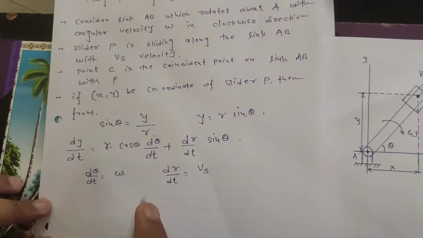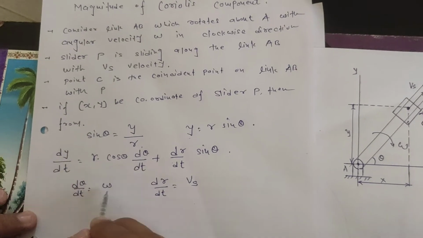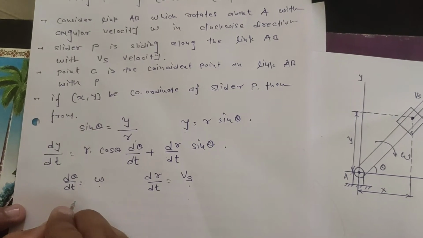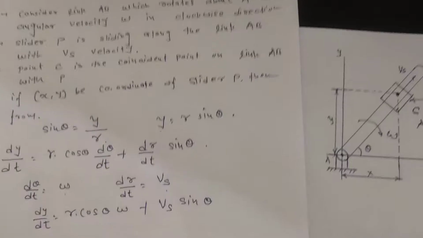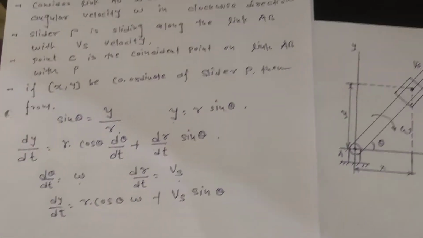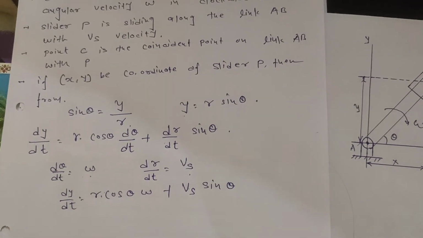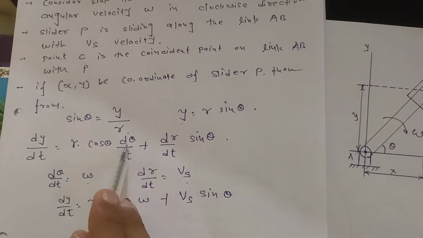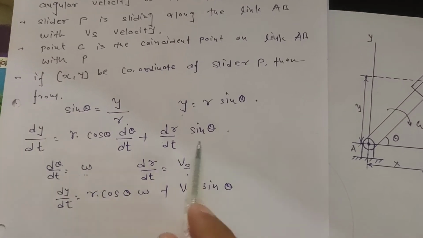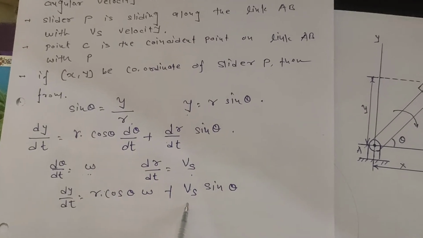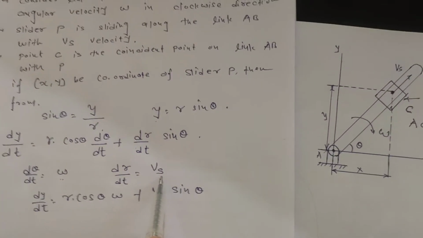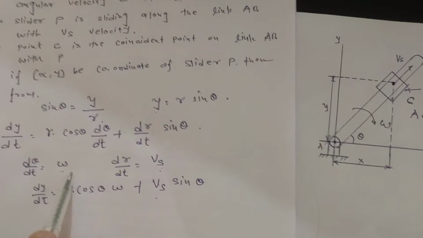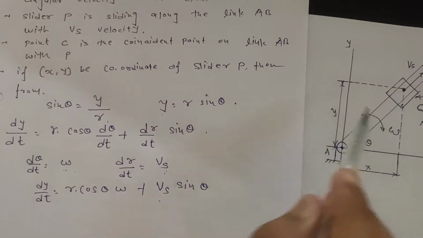Now if I place omega in place of d theta by dt, and Vs in place of dr by dt, the equation becomes like this for dy by dt. Vs is the velocity of the slider with respect to C, and the angular velocity omega is a constant.